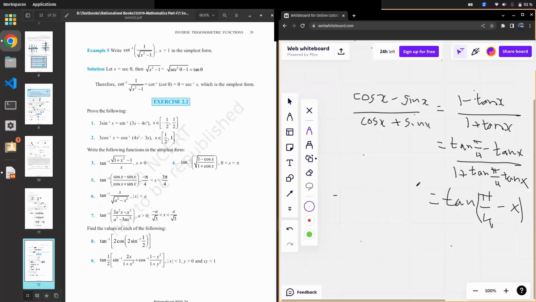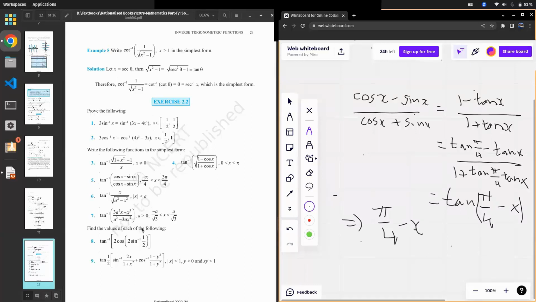Since we have tan inverse in the front and the value of x is between minus pi by 4 to 3 pi by 4, if you substitute, we will get the value of pi by 4 minus x in the range minus pi by 2 to pi by 2. So since it is in the acceptable range of tan inverse of x, we can simply write tan inverse of tan pi by 4 minus x as pi by 4 minus x. So this is the simplified formula for the fifth question.